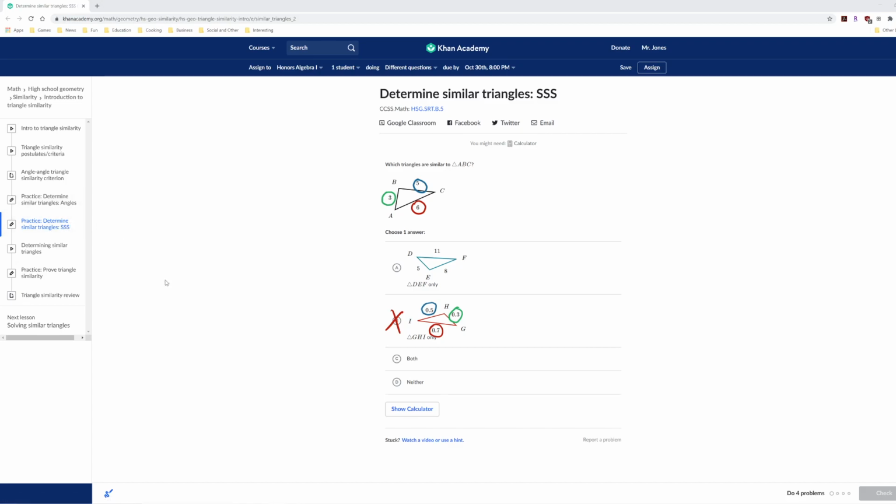So, in short, to determine whether triangles are similar by looking at their sides, you just look at the ratio or the fractions when you compare their corresponding sides.